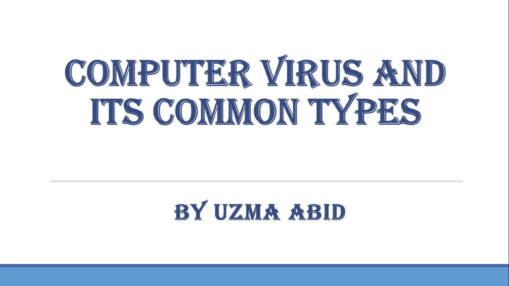In our previous video, we covered some of the topics related to computer security, and in this video we are also going to talk about a terminology that is related to computer security. I am sure that you are familiar with this word, that is a virus. So in this video we are going to discuss computer viruses and their common types, along with how we can prevent our systems from a computer virus. So let's start the video.